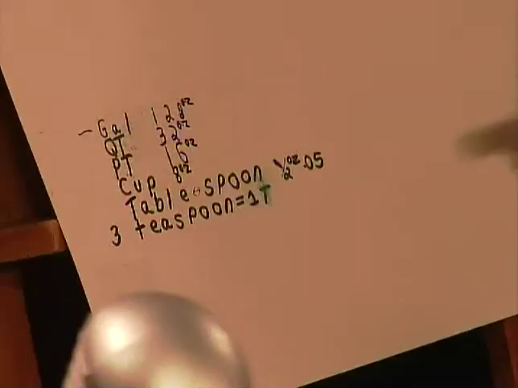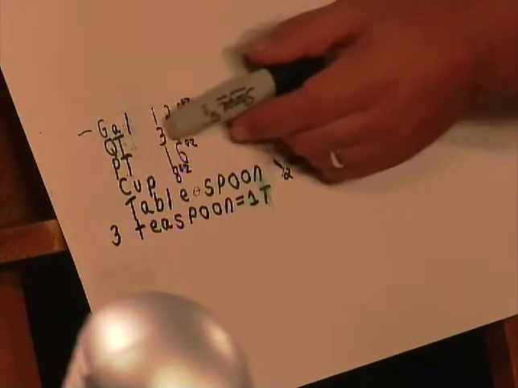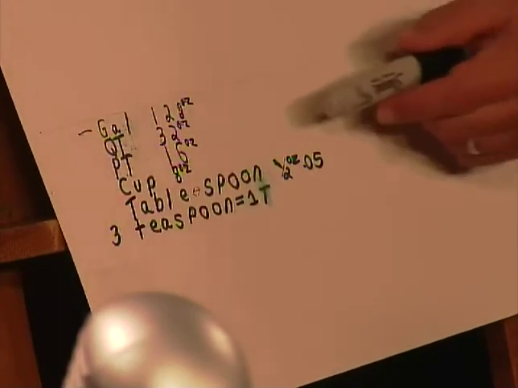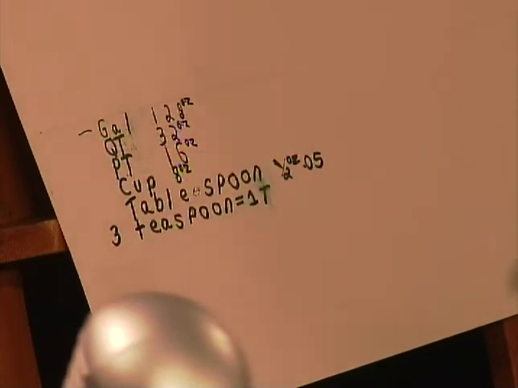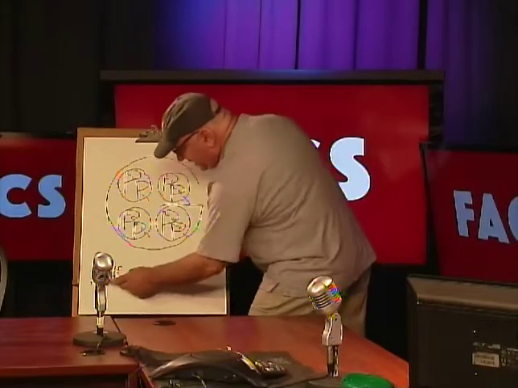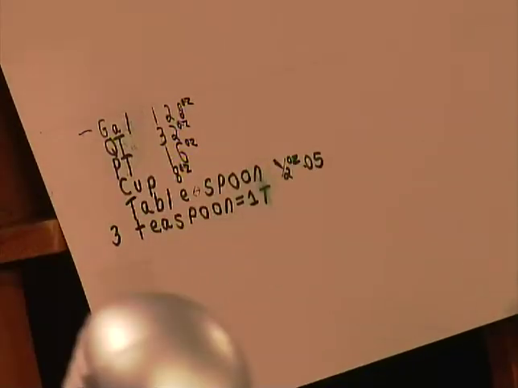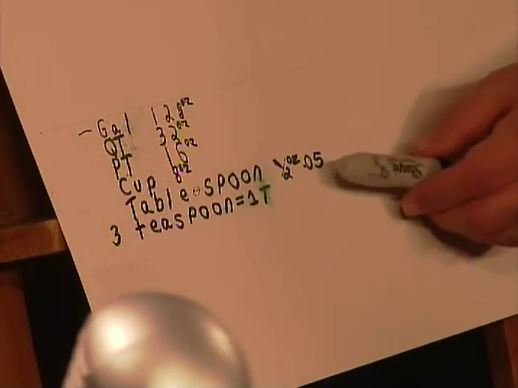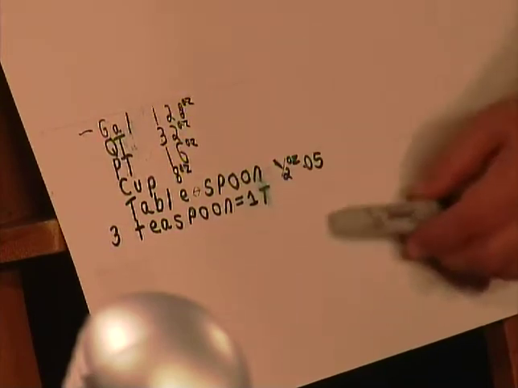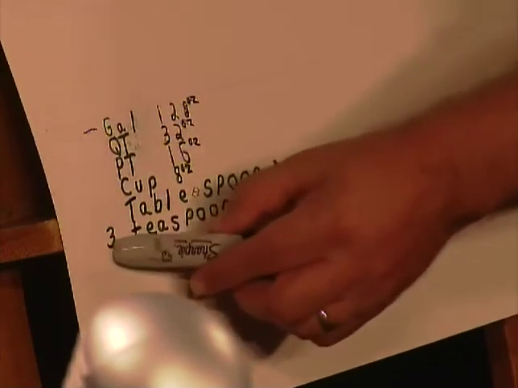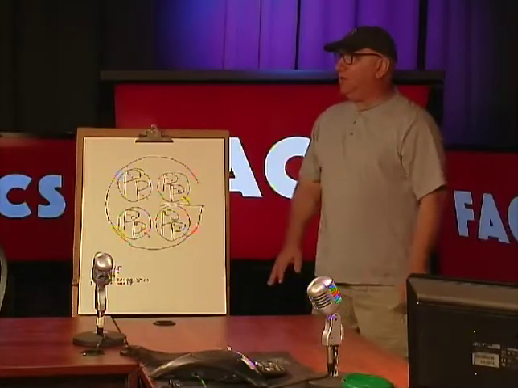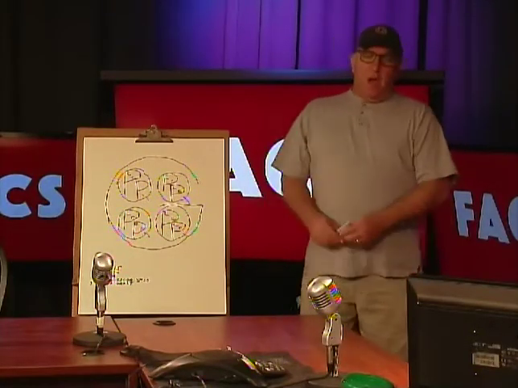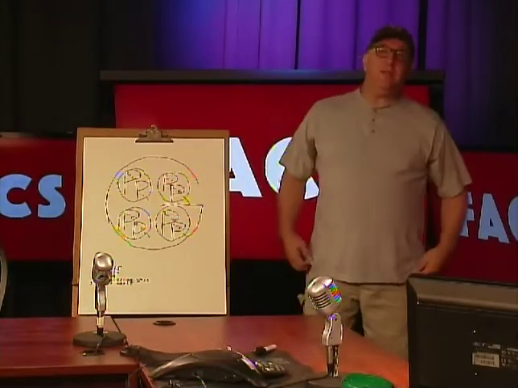There are 128 ounces in a gallon. There are 32 ounces in a quart. There's 16 ounces in a pint and 8 ounces in a cup. I'm saying 8 ounces in a cup. Tablespoon: 0.5 oz, or half a fluid ounce. Half a fluid ounce, and 3 teaspoons equal 1 tablespoon. Whew.